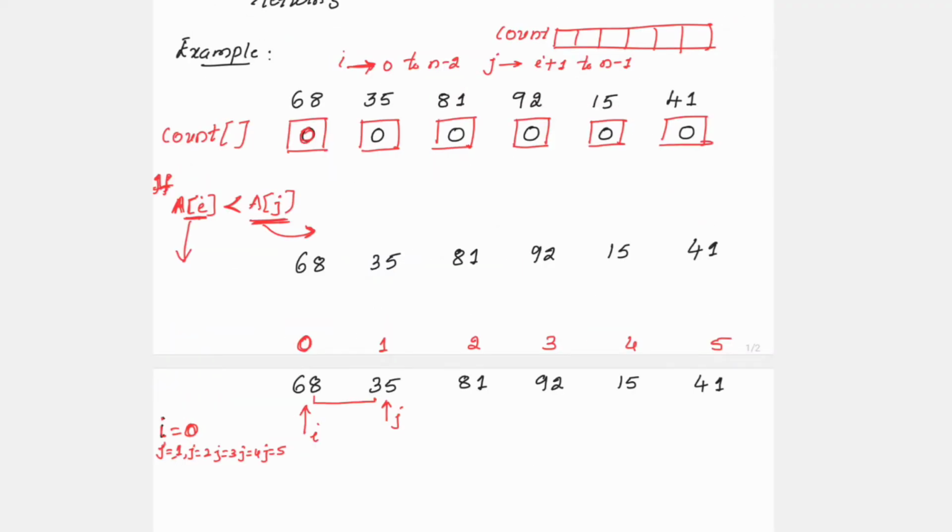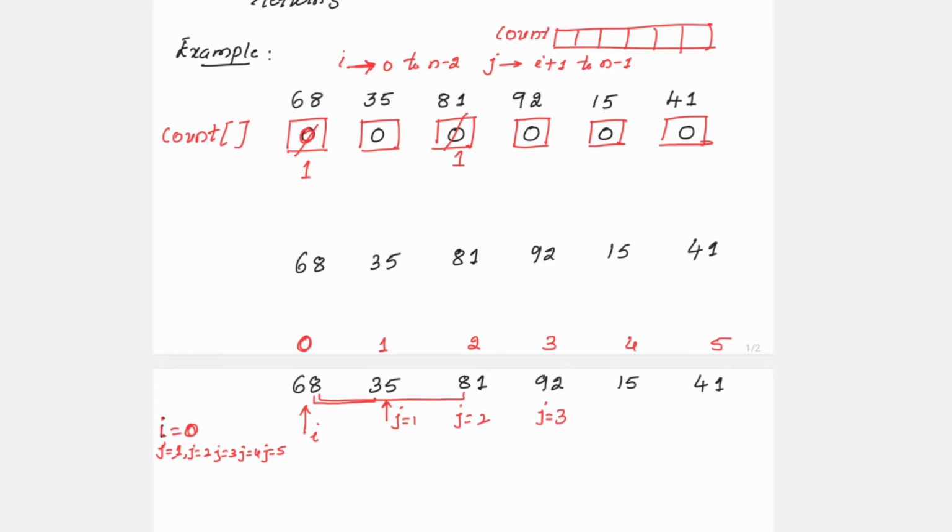Count of I is 0. So now this value will get incremented by 1. So we will update the value. It is 1 now. So this was for j equal to 1. Next time j equal to 2. We'll compare whether 68 is less than 81. No, 81 is greater. So we have to increase what? The count for 81. Then we'll compare, and then j pointer will move.